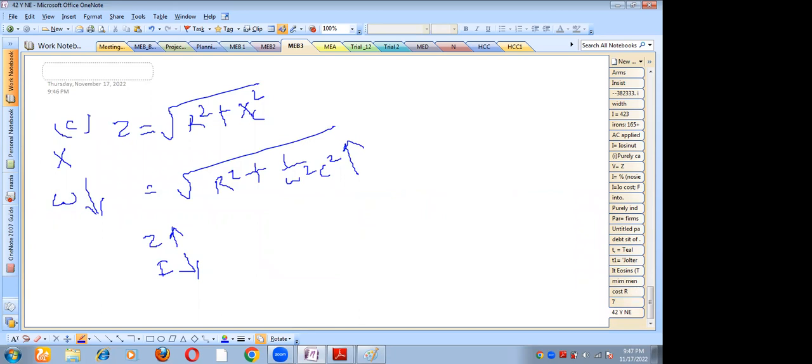So in RC circuit, we know that impedance is R square plus XC square, and we know that XC is 1 by omega C. So XC square will be 1 by omega square C square. Now we know that omega is decreasing. So when omega decreases, this term will increase, right? So yes, Z will increase, it means current should decrease.